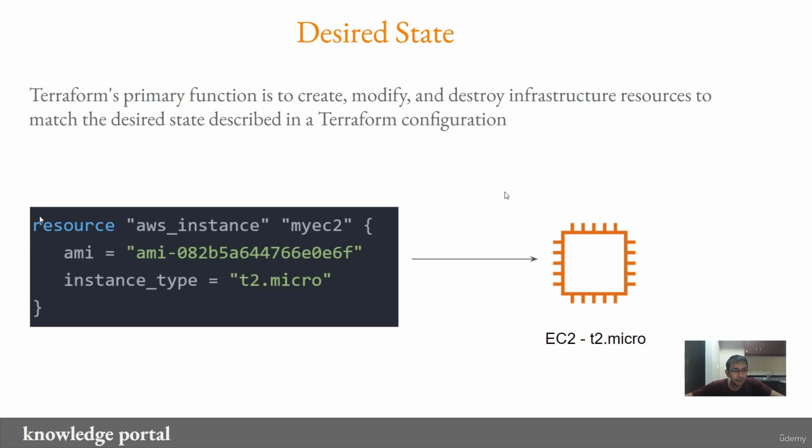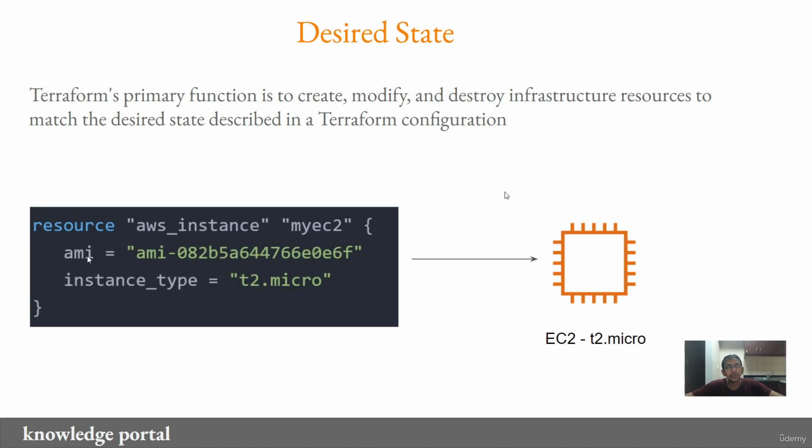So basically whatever Terraform code you write within your configuration file, this is referred to as a desired state. Alright. So just to revise, Terraform's primary function is to create, modify and destroy the infrastructure resources to match the desired state. So in this screenshot, the desired state is EC2 instance with this specific image ID and with this specific instance type. So whenever you do a Terraform apply, since this is the desired state, Terraform will go ahead and create the infrastructure based on this specific configuration.